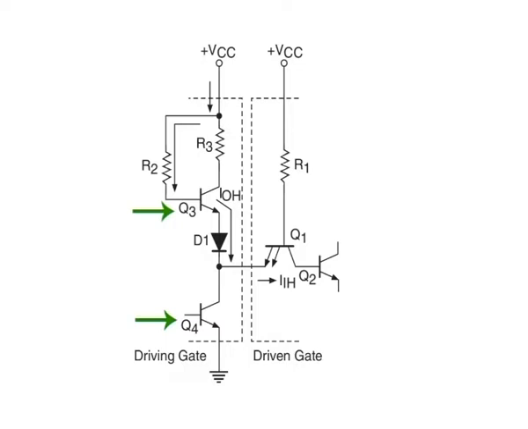A disadvantage of the totem pole output configuration results from the switch-off action of Q4 being slower than the switch-on action of Q3. On account of this, there will be a small fraction of time, of the order of a few nanoseconds, when both the transistors are conducting, thus drawing heavy current from the supply.